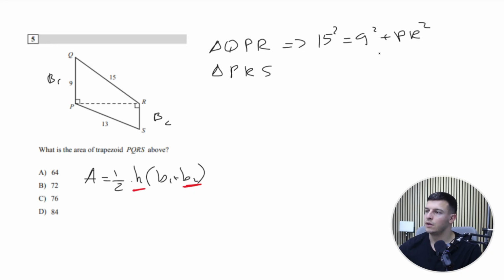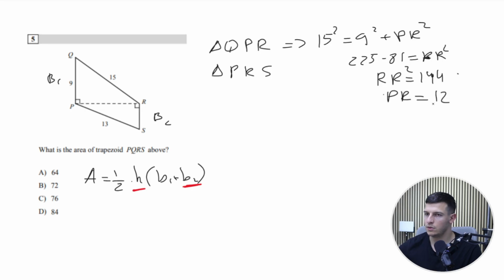Okay, do a little algebra here. So 225 minus 81 is PR squared. Then PR squared is going to be equal to 144, which means PR is going to be equal to 12. Cool? So PR is 12, which means we just found the height. Good. So one of them is checked. And now we're missing B2.